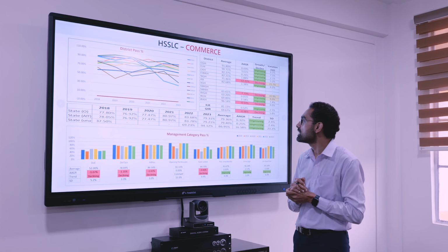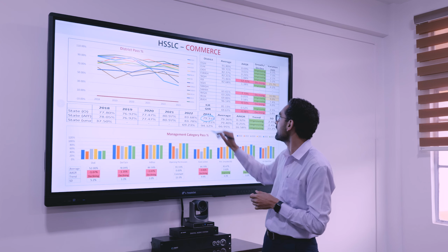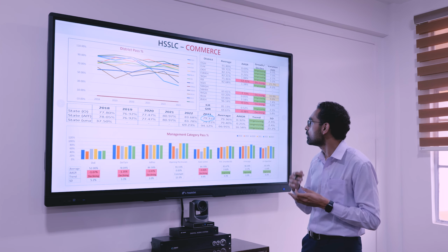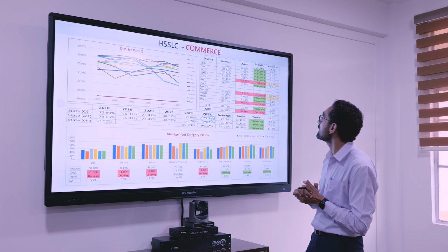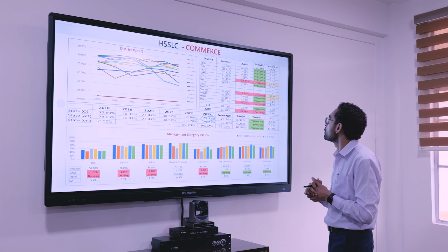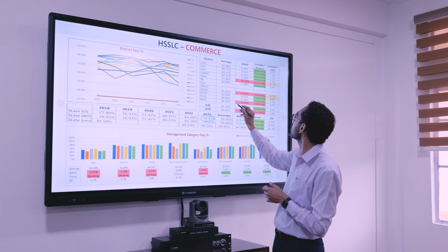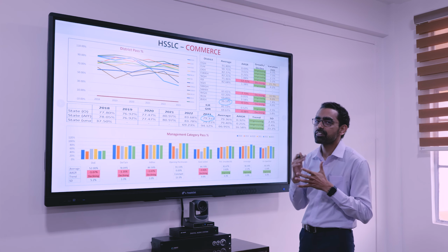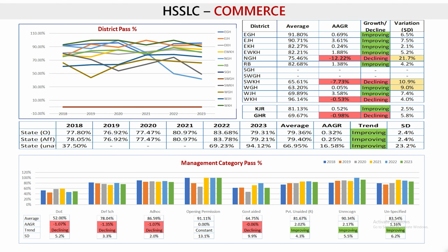Now coming to the commerce stream, here we see that the overall state performance is basically 79 or 80, almost 80%. And when we see the districts, we see that West Khasi Hills has performed exceedingly well in terms of the commerce stream.